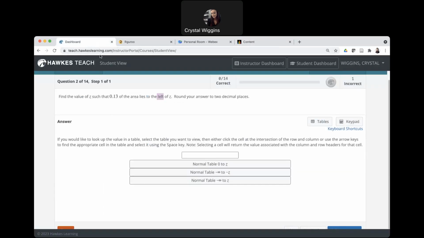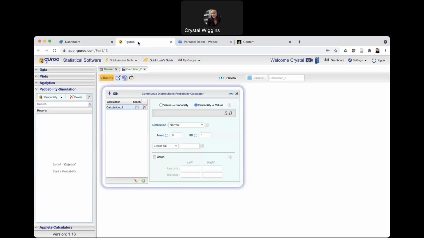So for this particular one, they gave us 0.13 and they said it's to the left. In that translation, that does translate to below or lower tail. And that lower tail, the area was 0.13. Recall that all areas and probabilities, which are synonymous, are between 0 and 1, where all of our probability distributions add up to 1, making the total area under the curve a 1.